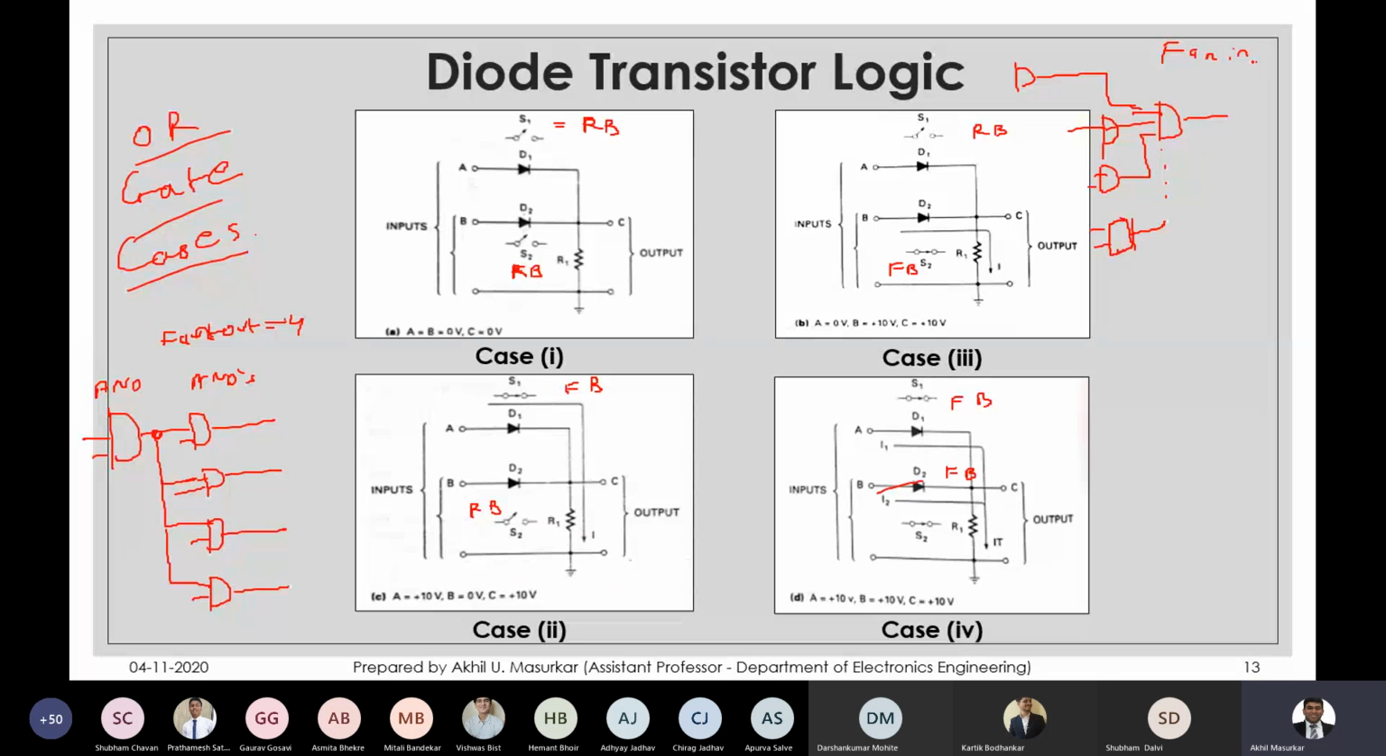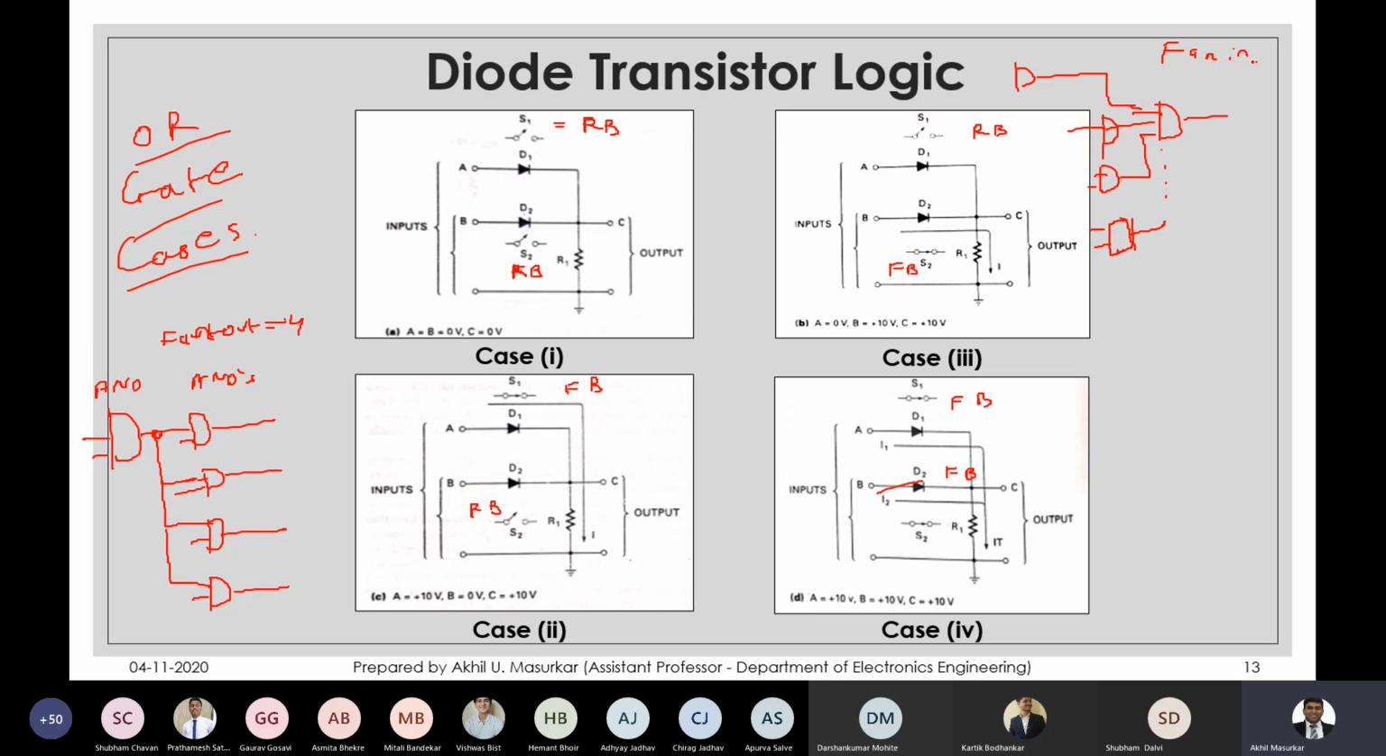So there is a limit. We cannot connect an infinite number of AND gates on the output side of another AND gate. That means the output of one gate cannot be the input of an infinite number of gates. There is a limit on that, and that is called fan in or fan out.